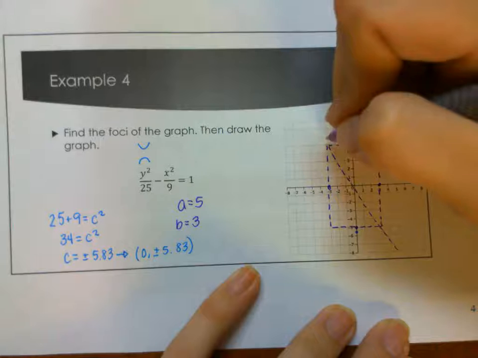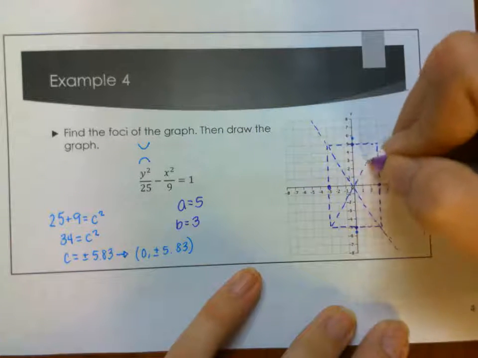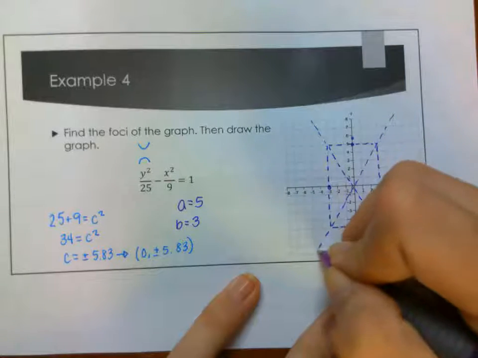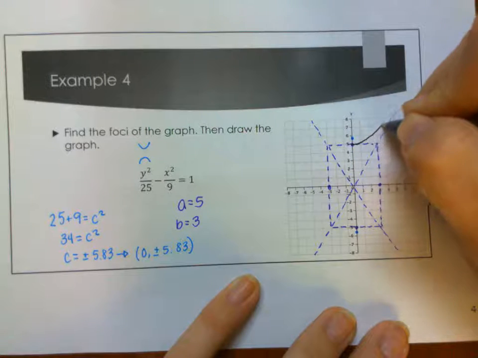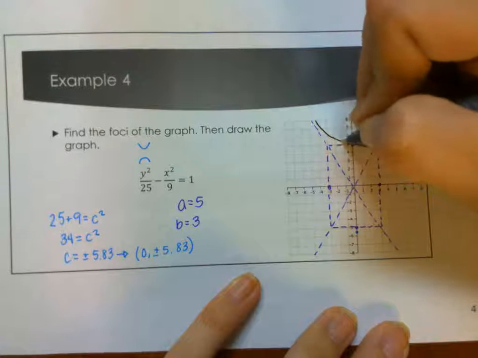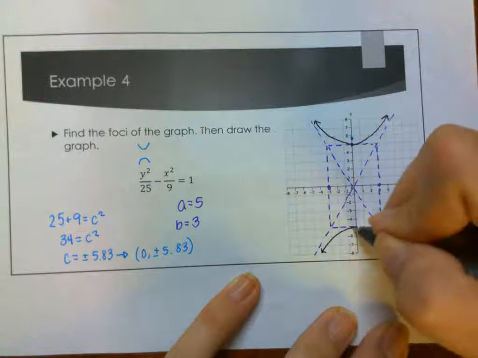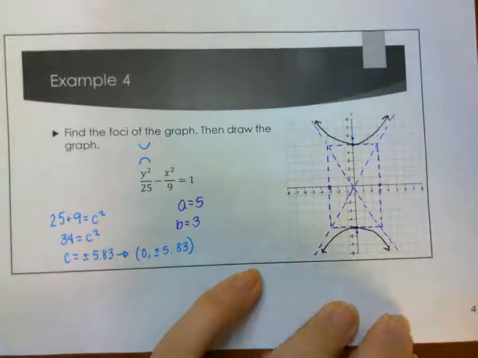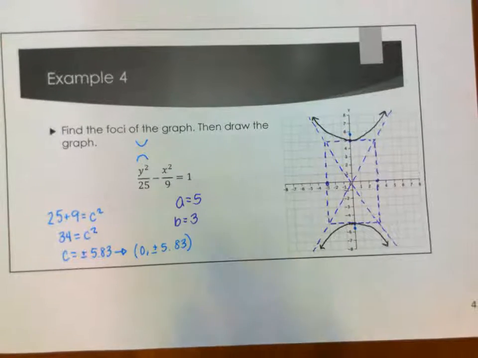So this is why I really like this unit. I think it's just kind of satisfying to draw these guidelines, and it's not graphing with a table. It's just saying, draw these guidelines and then draw something that fits inside of it. It's kind of fun. There you have it. That is a hyperbola with the foci 0 plus or minus 5.83. As always, let me know where you still have some questions or concerns.